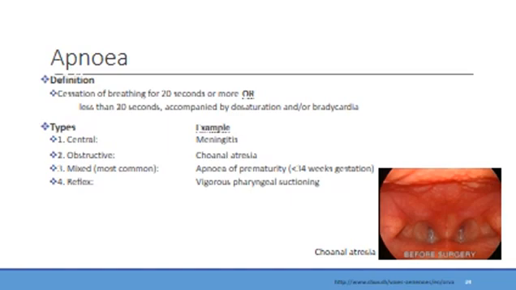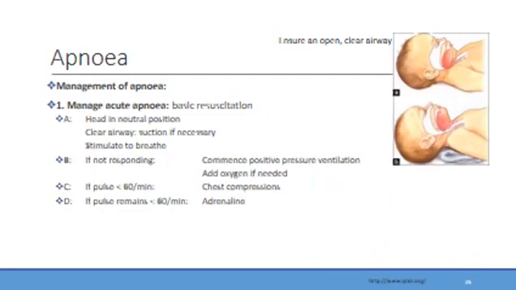When managing an acute episode of apnea, it is important to check your patient and make sure that the baby is not breathing and that it is not just an error with your monitoring equipment. If the baby is not breathing and is hypoxic and or bradycardic, you can start with basic resuscitation, again putting the baby in an area that you can clearly observe them with the head in a neutral position. Check the airway and clear it if necessary. Then stimulate the baby to breathe by rubbing the baby or flicking or tapping the feet.